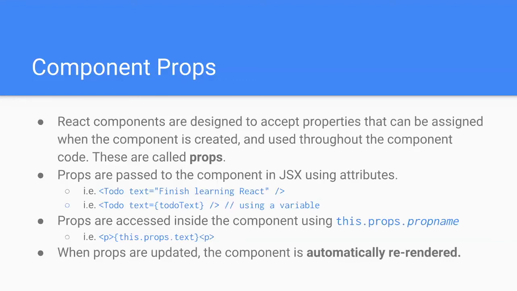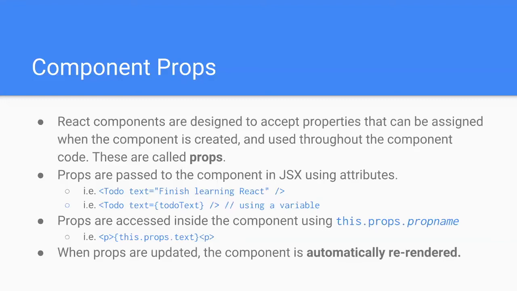So text is just, you know, finish learning React. Or we can pass a variable in a prop. So we can say text equals todoText, where todoText is some variable that has that property. Or we might pass something from state. We then access props inside the component using this.props and then some prop name. So inside of our Todo component, we might have a paragraph with this.props.text, which is how we access that property.